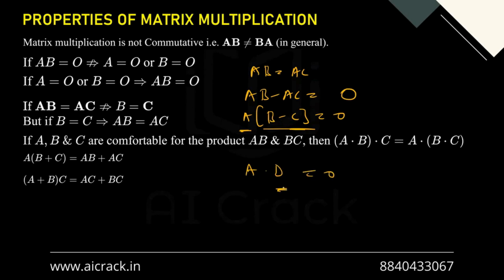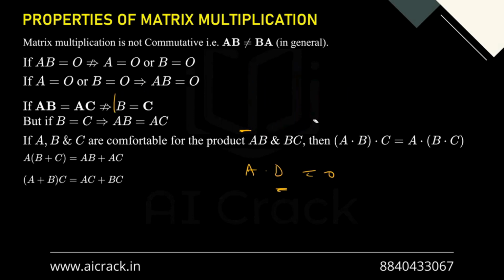D might be zero, might not be zero. So we cannot say for sure that D is zero. What is D? It is B minus C. So B minus C cannot be said to be zero or a null matrix, so B might or might not equal C. We cannot say for sure that B equals C. So you have to be very careful while doing such questions.